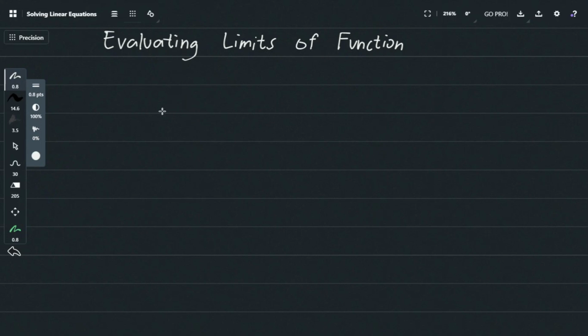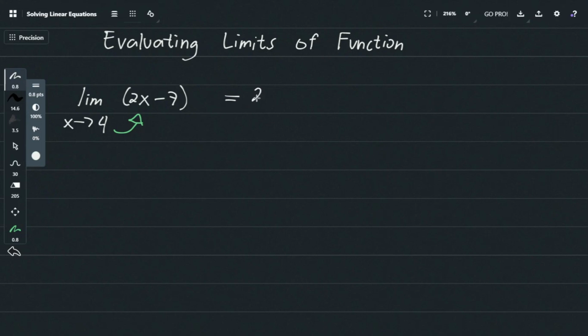Okay, so let's start with this example. We have the limit of 2x minus 7 as x approaches 4. In order for us to solve this limit of a function, we're just going to use substitution. We are just going to substitute the value of x into this function. So let's answer this problem.